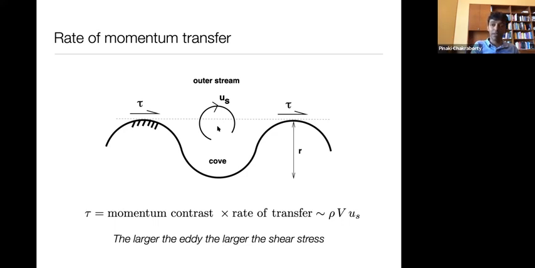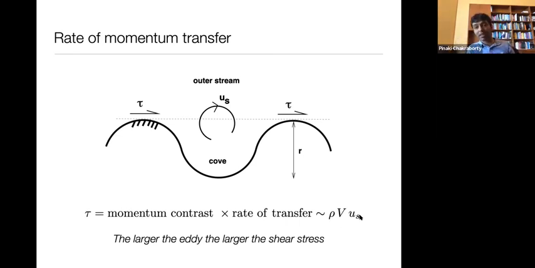The physical mechanism here, and the idea is the same idea as eddy viscosity, is that these eddies are transferring momentum from this zero momentum region to this high momentum region. So because of the transfer of momentum, we have shear stress that's produced at the interface. What is the shear stress that's produced by this eddy of velocity us? That's very simple to estimate. It is equal to the momentum contrast, which is rho v, as we argued in the last slide, multiplied by the rate of transfer, which is equal to the velocity of the eddy us. So this eddy of size s is transferring momentum so that the shear stress is rho v times us.